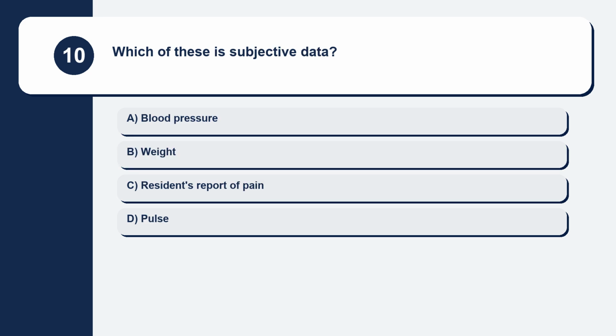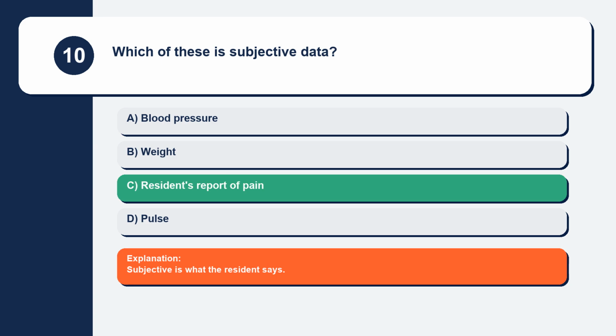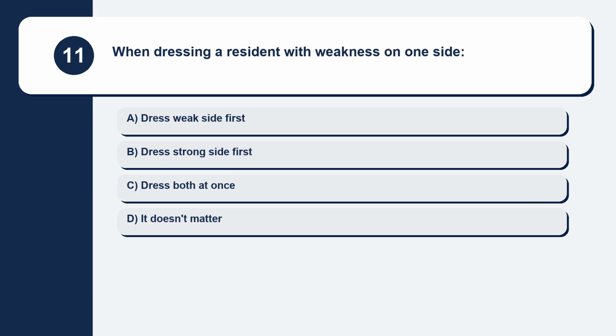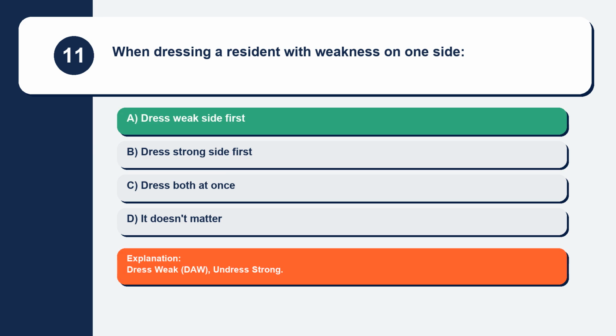Question 10. Which of these is subjective data? Blood pressure, weight, resident's report of pain, pulse. Subjective is what the resident says. Question 11. When dressing a resident with weakness on one side, dress weak side first, dress strong side first, dress both at once. It doesn't matter. Dress weak first, and dress strong.